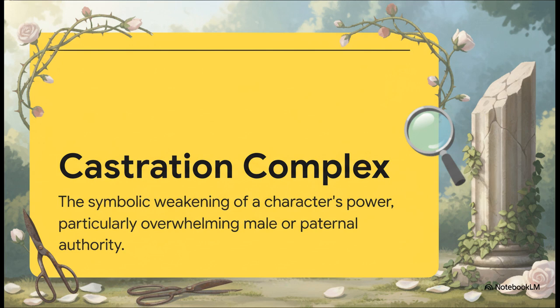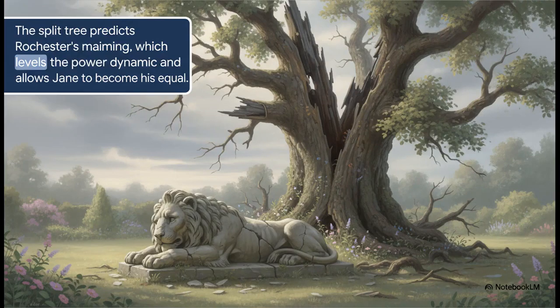It's about weakening a character who has way too much power, especially a really dominant, almost father-like figure. That split tree? It's a direct prophecy for what's about to happen to Rochester. See, at that point in the story, he's just too powerful. He's the master, a kind of father figure, and Jane can't really be his equal. So, he has to be brought down a peg. The fire that blinds him and injures him, that's the symbolic castration. It strips away his arrogance, it makes him need her, and it finally levels the playing field so she can come back to him as a true partner, not as his employee.